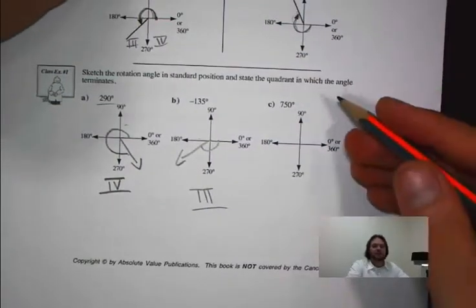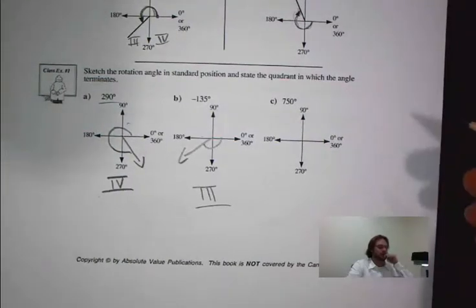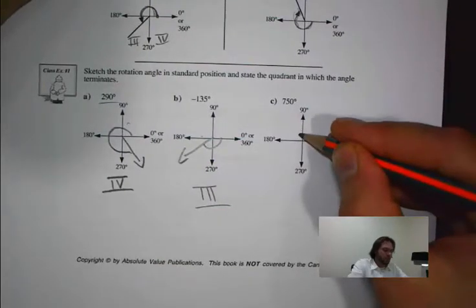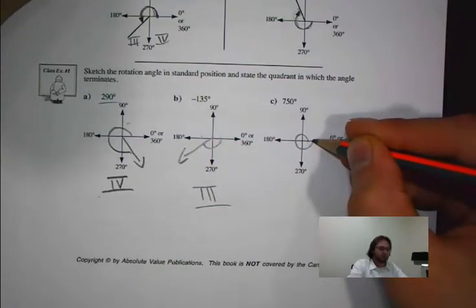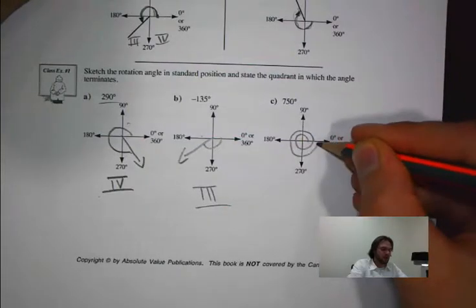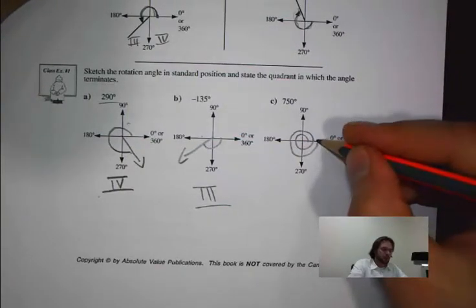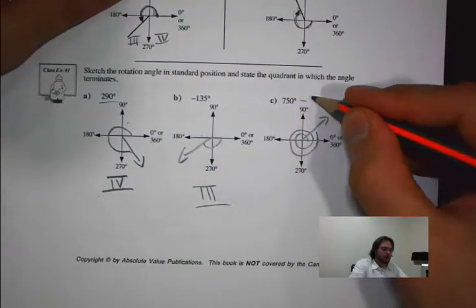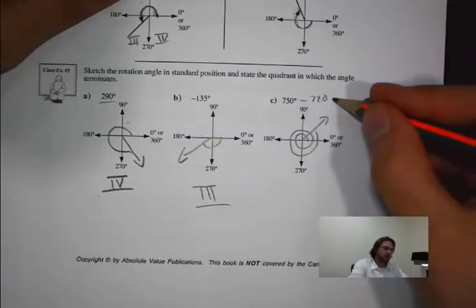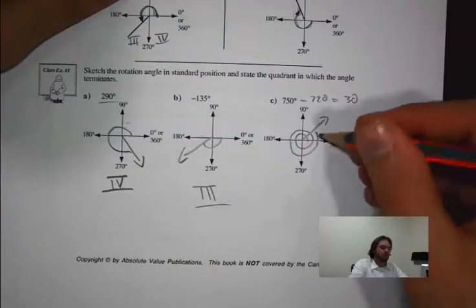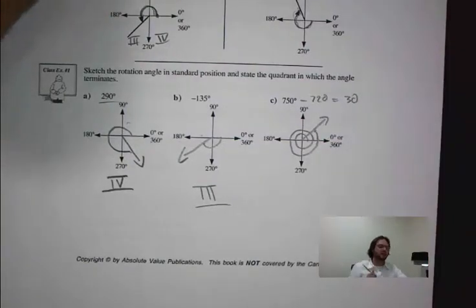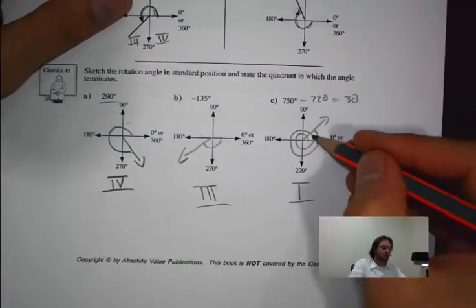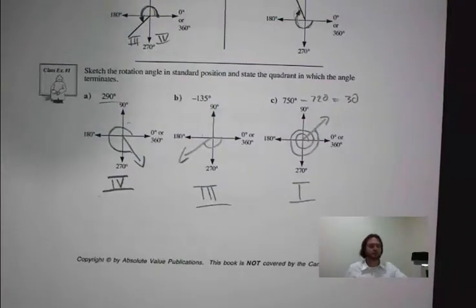Take a look at the next one, 750 degrees. Well, 750 is a lot bigger than 360, isn't it? So I go once around, that's 360. Go a second time around, that is 720. I have to go a little bit more. So I subtract 720, which is 2 circles, which is equal to 30 degrees. So it's really 30 degrees from this x-axis, and that's in quadrant 1. See how that goes? We go a full 2 circles and then another 30 degrees.